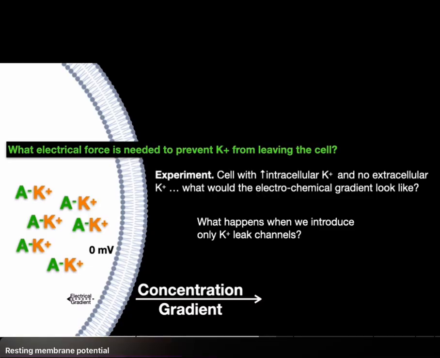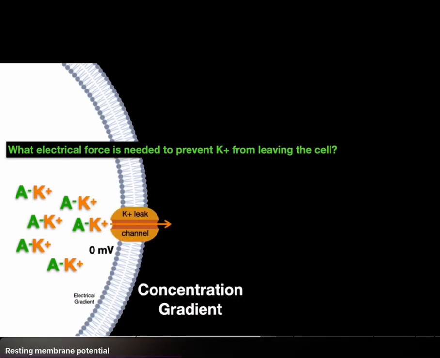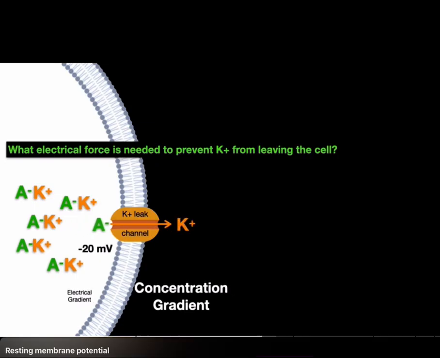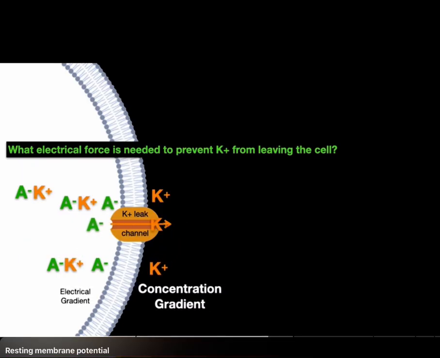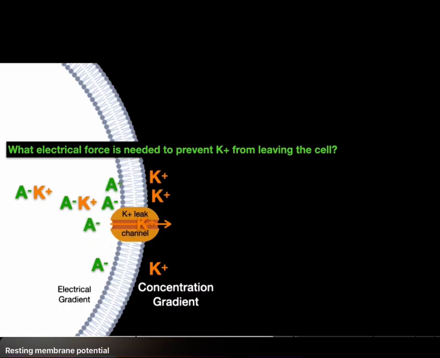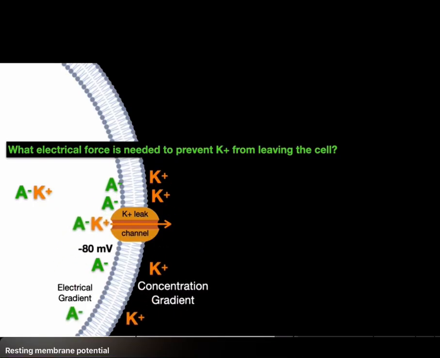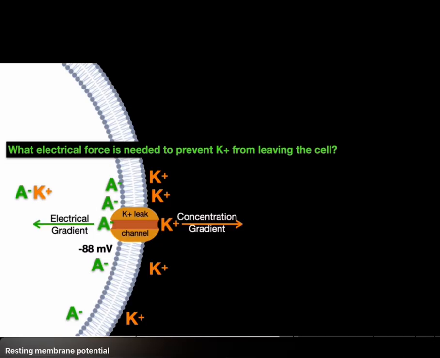Now what happens when we introduce only potassium leak channels? So watch what happens. Potassium leaks out, leaving a negatively charged anion. We've gone to negative 20 millivolts. The concentration gradient has dropped a bit, and we're starting to get an electrical gradient. And we do it again and again. So we're seeing the concentration gradient is starting to diminish because we're putting more potassium outside, but our electrical gradient is growing. And so we get to this point where the concentration gradient and the electrical gradient are in balance, and that happens at negative 88 millivolts.